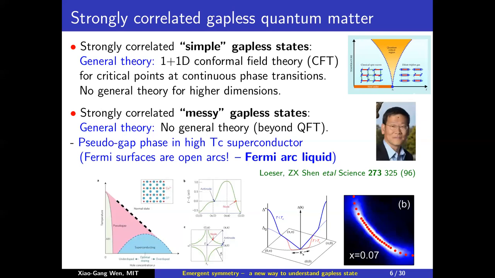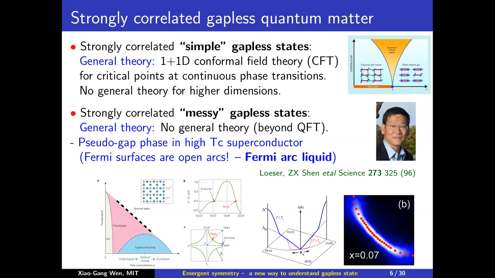So here I'm emphasizing the other spec. Then for those without quasi-particles, do we have a general understanding of them? That's a theoretical challenge. Then we also have this strongly correlated messy gapless phase. And in this case, we don't have a general theory. But if you don't have a general theory, you may say, oh, this thing doesn't exist.